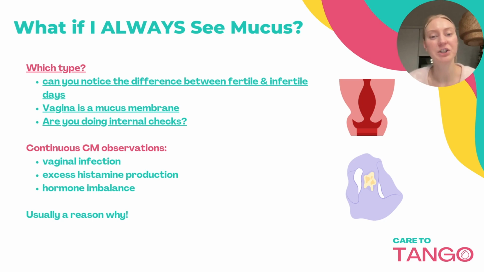Another really common question is, what if I always see mucus? This is referred to as a continuous mucus pattern, and you would chart yellow if you notice unchanging mucus from day to day, along with any bleeding or EL or ES qualities. And this could be related to something like a yeast infection, bacterial vaginosis, excessive histamine production due to allergies or food sensitivities, or a hormonal imbalance such as PCOS leading to irregular cycle patterns as your body attempts ovulation.